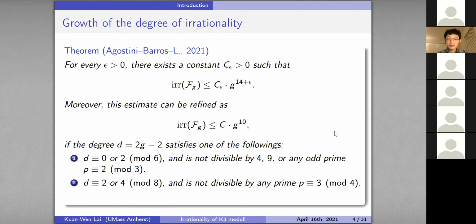And the second family is this. The second family consists of the degrees D which are congruent to 2, 4 modulo 8, and which are not divisible by any prime p congruent to 3 modulo 4. And the third family actually consists of infinitely many families. So these are the D's such that (D/2) minus some positive integer n is a square.